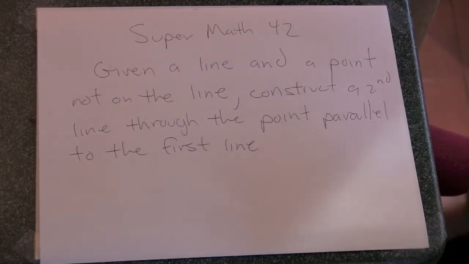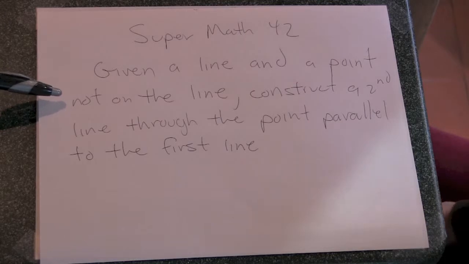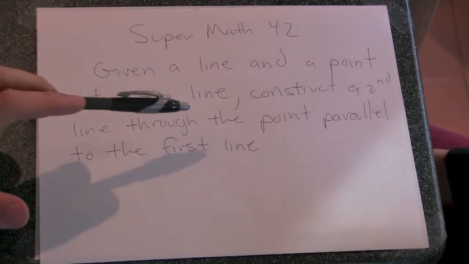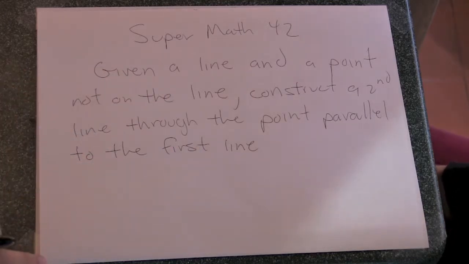Did you like it? Yeah. All right. So we're going to see if you can replicate the example we worked through. Given a line and a point not on the line, construct a second line through the point parallel to the first line. You ready? Yep.